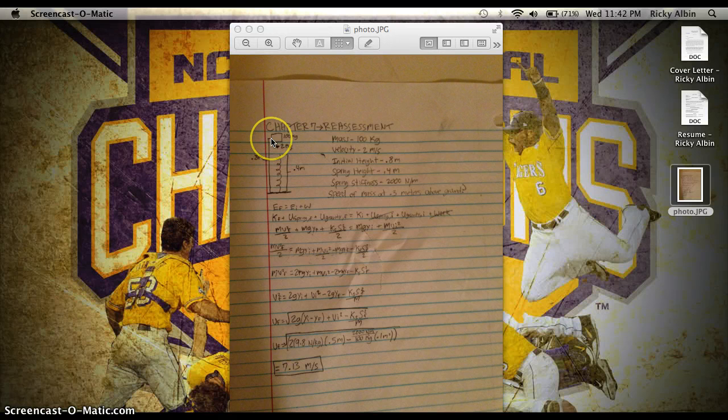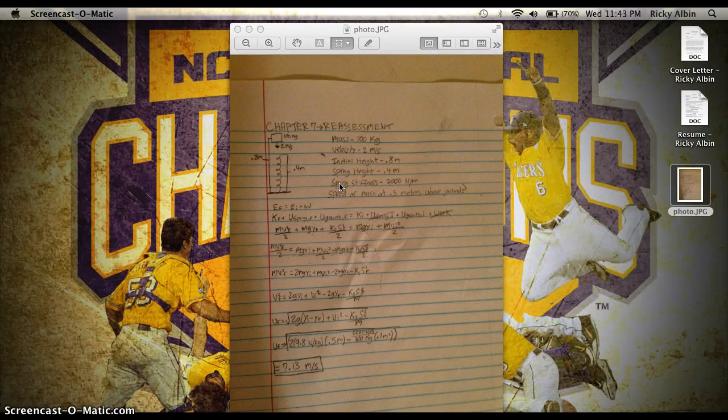What this problem is showing is you've got a block of mass, 0.8 meters high, and it's going to fall and interact with a spring that is 0.4 meters high, and the interaction is going to be over once the block is 0.3 meters off the ground, which means it'll only be interacting with the spring for 0.1 meters. It starts out with an initial velocity of 2 meters a second, and our spring stiffness is 2,000 newtons a meter.